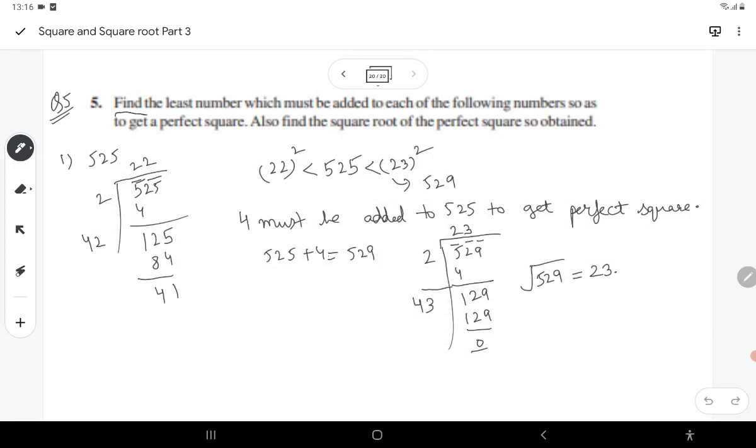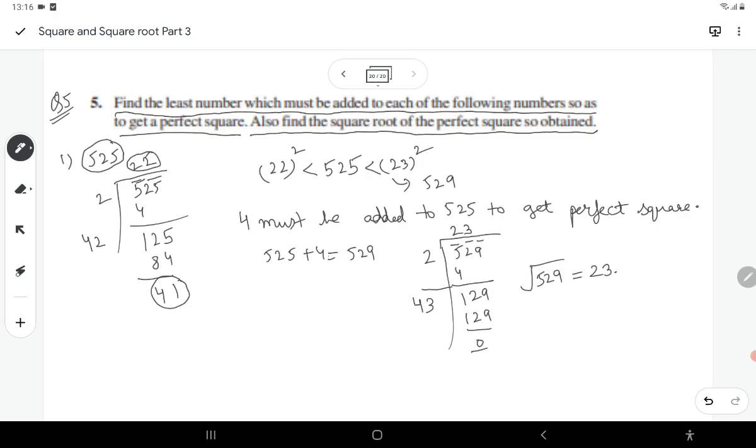Next question says, find the least number which must be added to each of the following numbers so as to get a perfect square. Also find the square root of the perfect square so obtained. So let's find the square root of the number, which is 525. On finding the square root of 525, we get the quotient as 22 and remainder as 41.